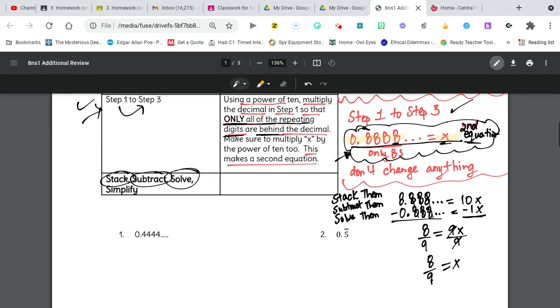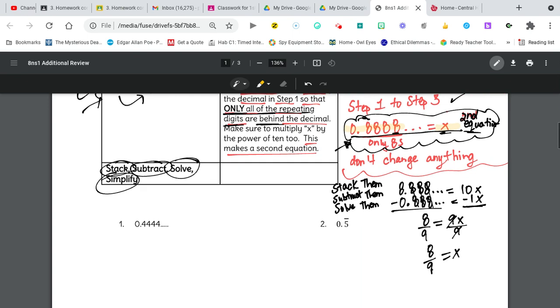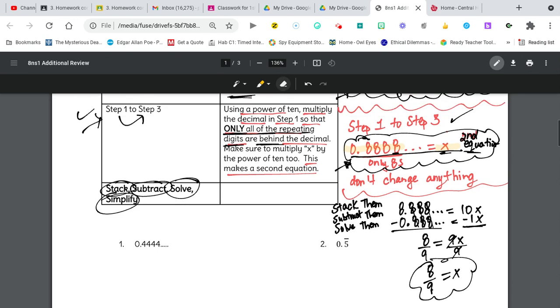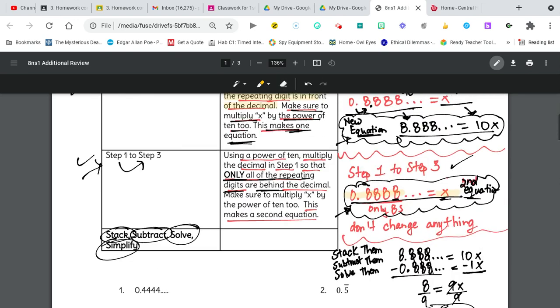Now, it's already simplified, so I don't have to simplify, okay? Now, if you'll look, 8 is smaller than 9. You only change it to a mixed number if the top number is larger. Suppose it were 9 over 8. Then I would change it to 1 and 1/8. But you leave it like this because 8 is smaller than 9, so you're good. Okay? That's it. So let's see if we can do some more, okay?